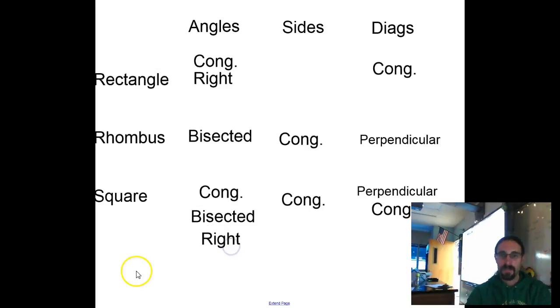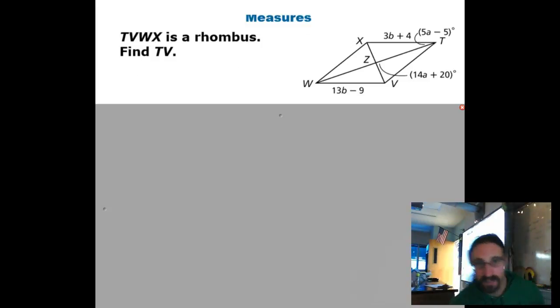So check this out. Here's my brand new table. In a rectangle, all the angles are congruent and all the angles are right. Their diagonals are also congruent. Now, in a rhombus, the opposite angles are bisected, all the sides are congruent, and the diagonals are perpendicular. And a square is both a rectangle and a rhombus. Great. You got all this information. You've recorded that, you've paused the video, you've gone back, you've collected everything you need.